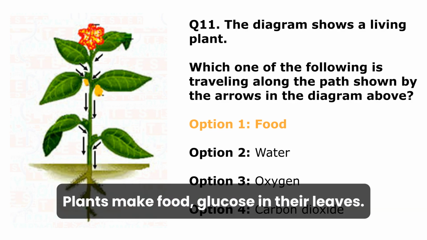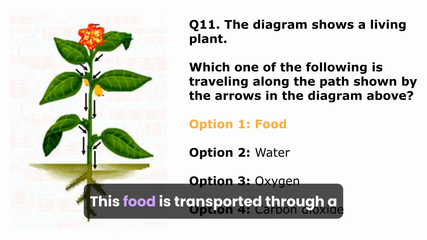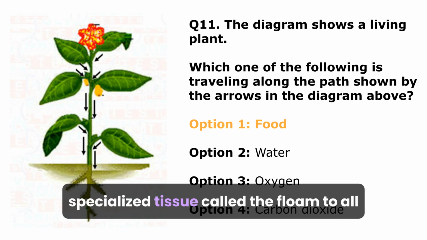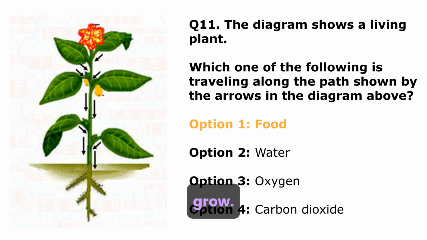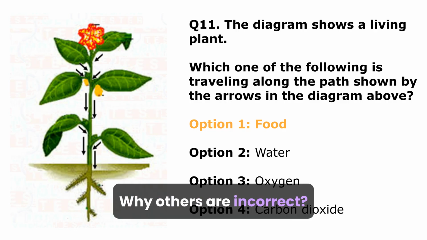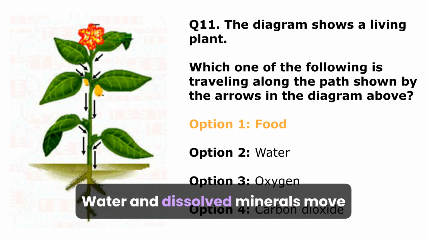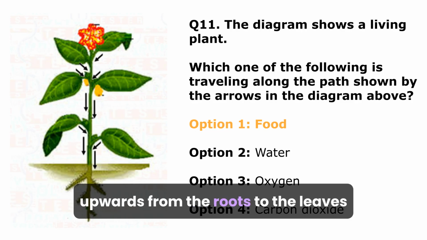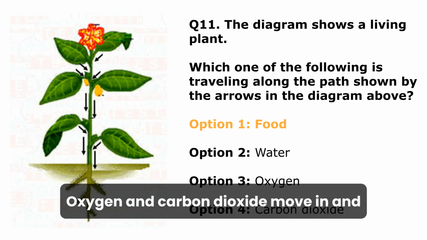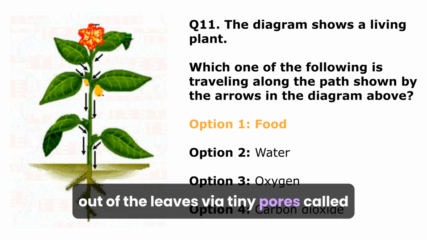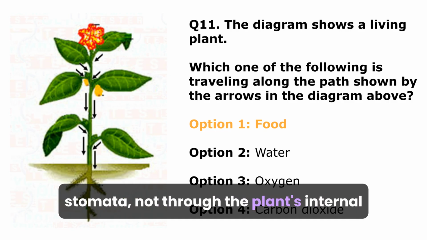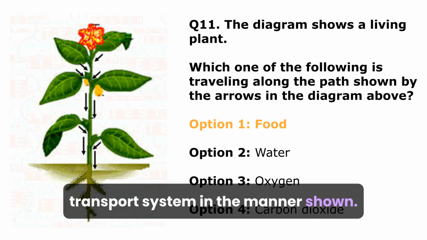The process. Plants make food, glucose, in their leaves. This food is transported through a specialized tissue called the phloem to all parts of the plant that need energy to grow. Why are the others incorrect? Water and dissolved minerals move upwards from the roots to the leaves through the xylem. Oxygen and carbon dioxide move in and out of the leaves via tiny pores called stomata, not through the plant's internal transport system in the manner shown.